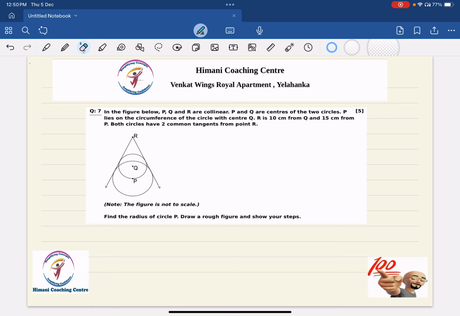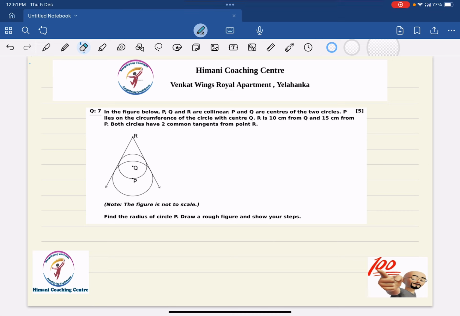Now let us go to the question. It's a 5 marker and again the questions are about testing the knowledge application. Question is: in the figure below, P, Q, and R are collinear. That means they lie on the same line. P and Q are the centers of the two circles. P lies on the circumference of the circle with center Q. R is 10 centimeter from Q and 15 centimeter from P. Both the circles have two common tangents from point R.